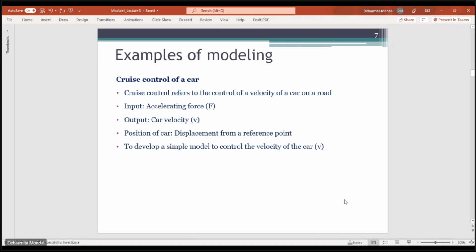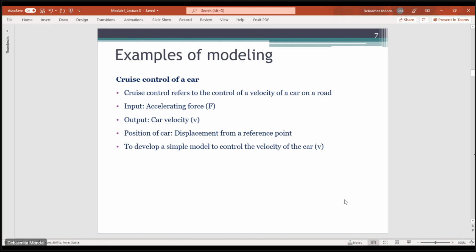So these are some examples of different kinds of physical systems and how we can model them, and we have tried to see how these systems are analogous to an electrical system. Now we'll move on to some more examples of this modeling.